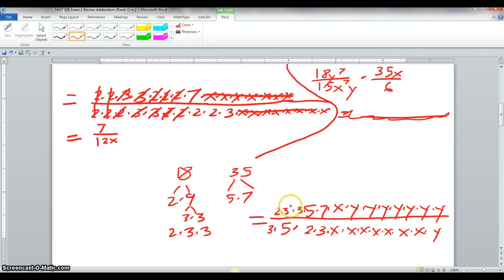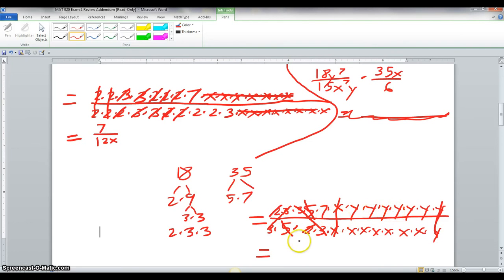Now we simplify. These 2 3's simplify out. These 2 3's simplify out. This 2 and this 2 simplify out. And this set of 5 simplify out. Now for our variables, we have 1 set of x's and we have 1 set of y's that simplify out.